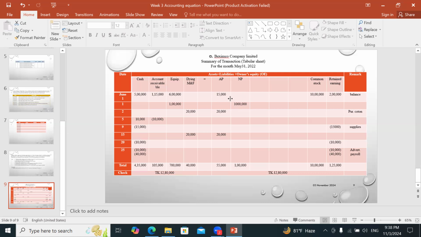If you make the mistake of putting notes payable in the accounts payable column, or accounts payable in the notes payable column, it is not a big crime. It is a minor crime, so there is no problem matching the result. The result is the same, no impact.